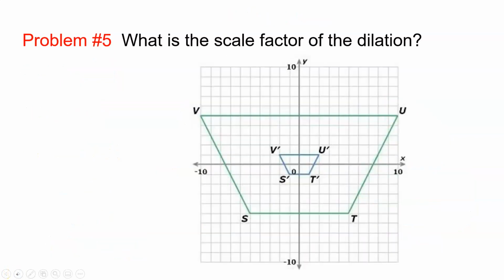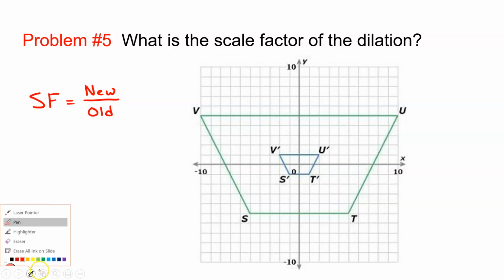Okay, problem number 5. It's saying, what is the scale factor of the dilation? Well, this is getting to the more recent stuff. Remember, scale factor, I'll use SF for short, is the new over the old. It was just a comparison. It was a ratio. So first of all, which one's the new one? Which one is the old one?